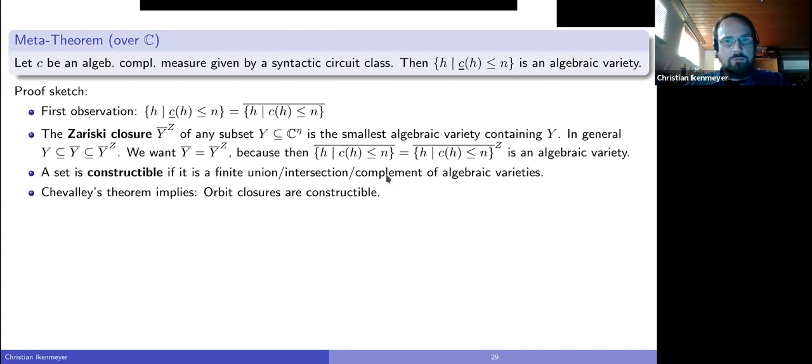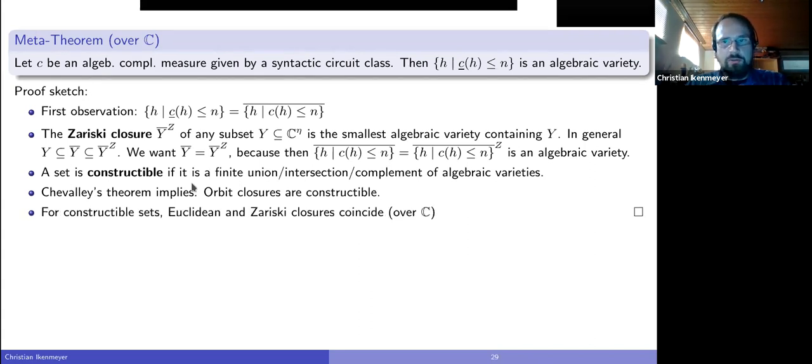I'm just sketching the proof here, not telling you exactly what these are, but we will discuss these in later lectures. But for constructible sets, the Euclidean closure is equal to the Zariski closure over C, right? So indeed, these things are algebraic varieties. So that is the sketch.